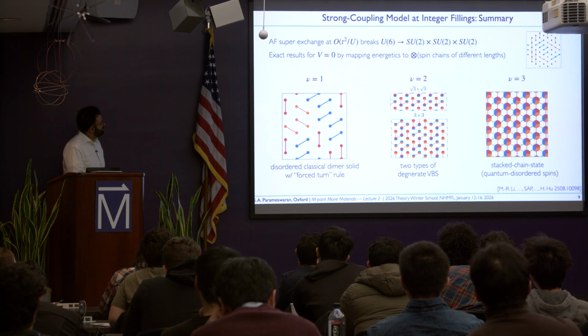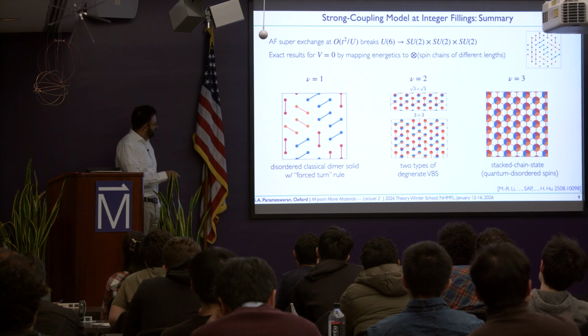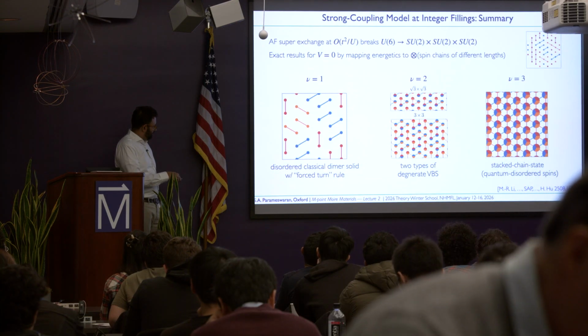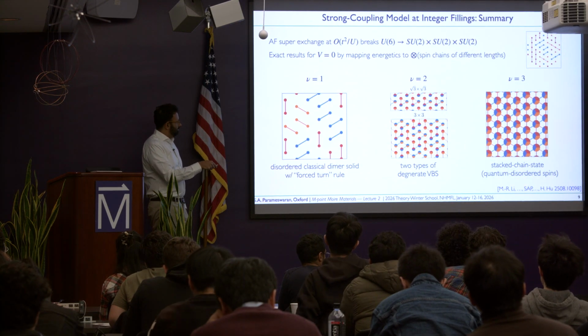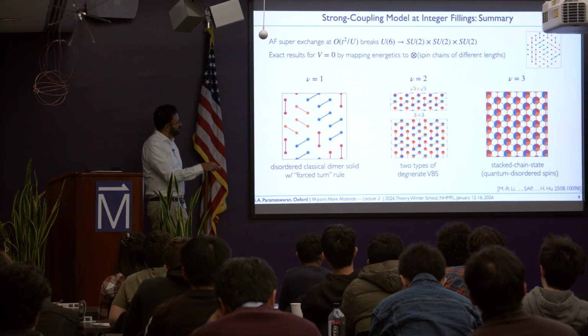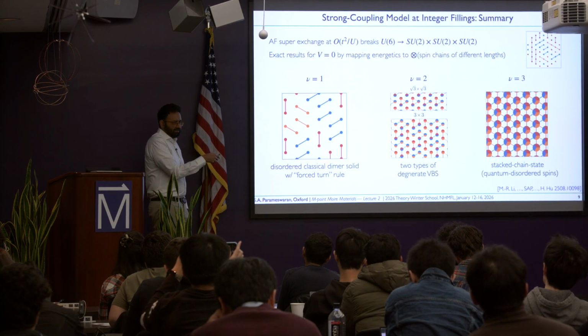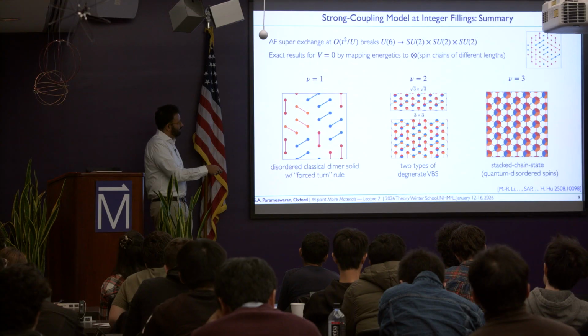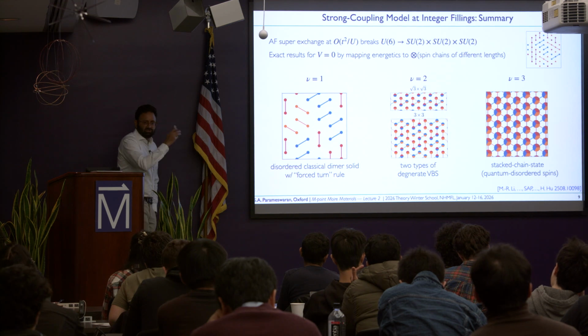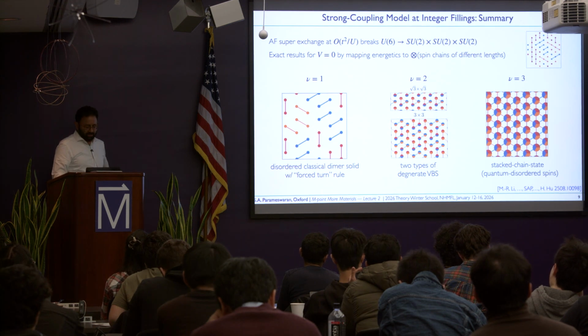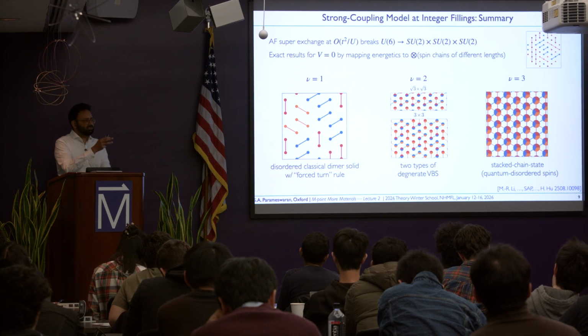Okay, so just as a summary, what we have is the picture of a disordered classical dimer solid with the forced turn rule. There are two degenerate VBS with some particular root 3 by root 3 or 3 by 3 unit cells, and these are degenerate, so we have to think a little bit about how to choose between them. And at nu equals 3, you get this stacked chain state, which is just quantum disordered spins, so just Heisenberg chains.